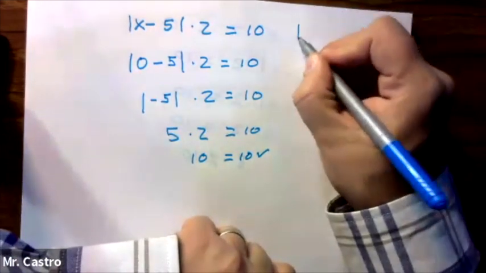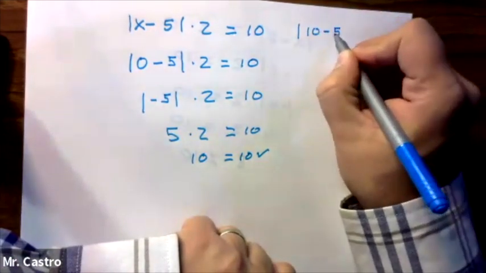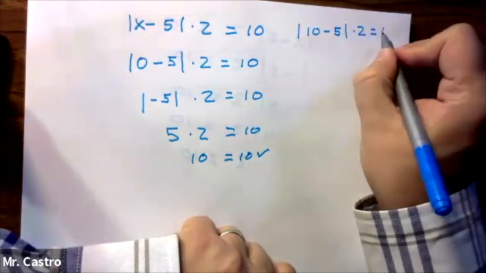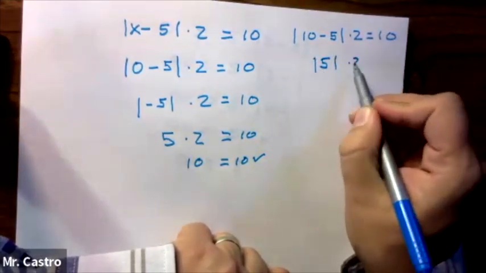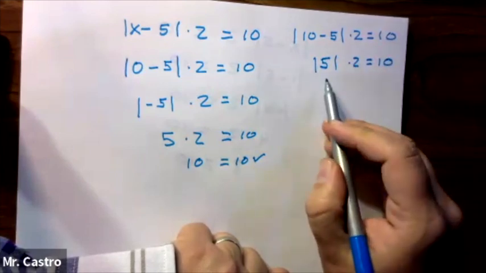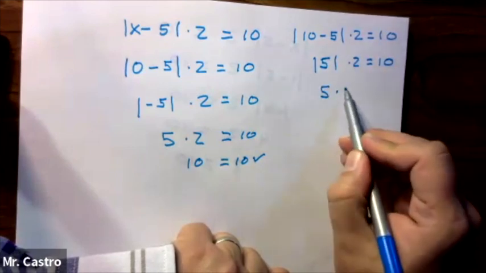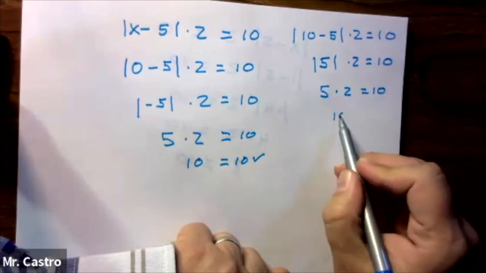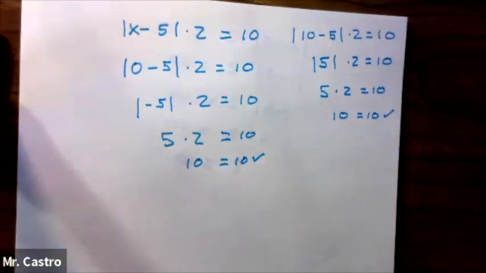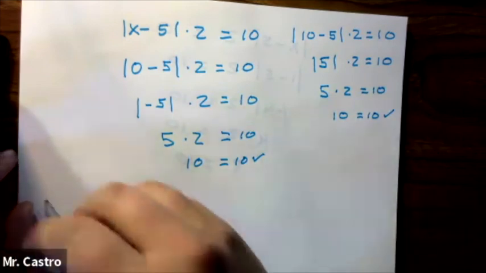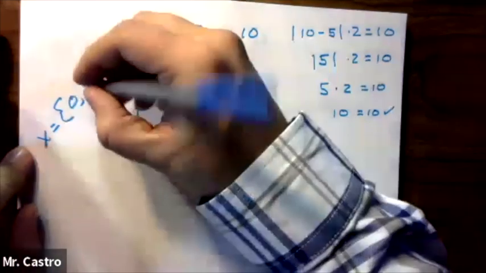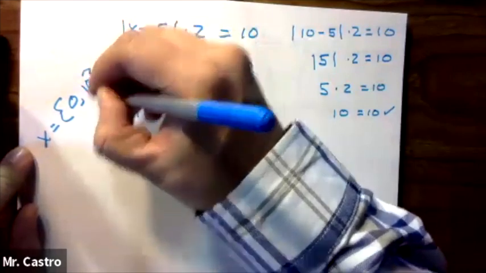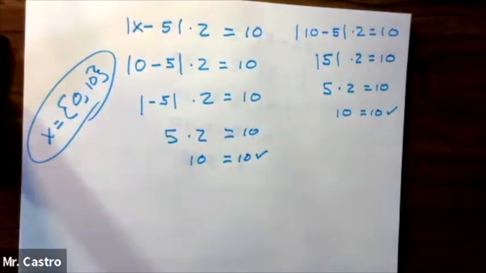So the other one I'm going to try is 10. 10 minus 5, times 2. Does that equal 10? 10 minus 5 is 5. The absolute value of 5 is 5. 5 times 2 is 10. That works out. So the answer is actually going to be x is equal to 0 and positive 10. Those are the two answers.